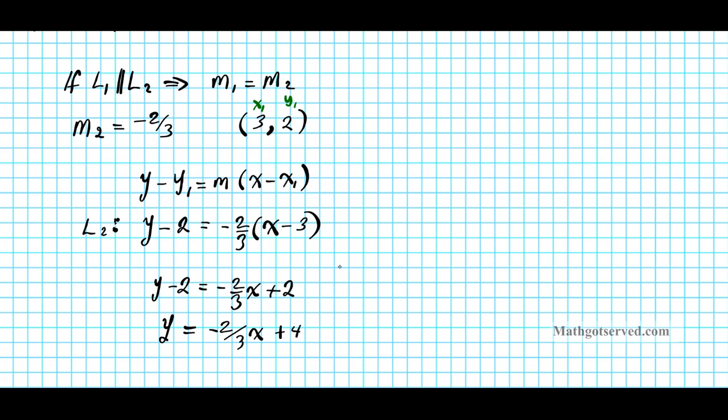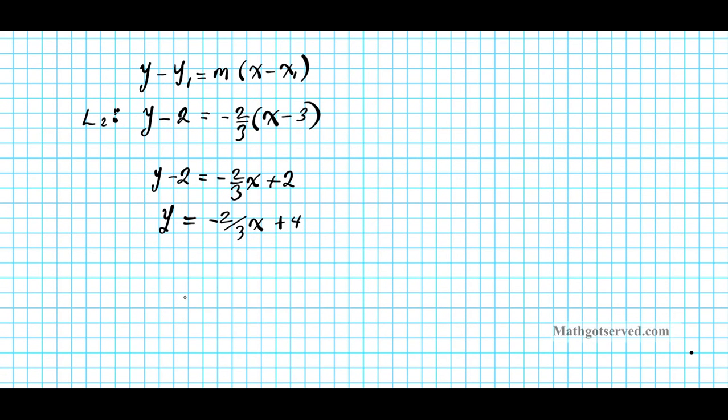Okay, so L2 is given by this form, or in point-slope form, y minus y1, y minus 2 equals negative 2/3 x minus 3. Okay, so this is L2.